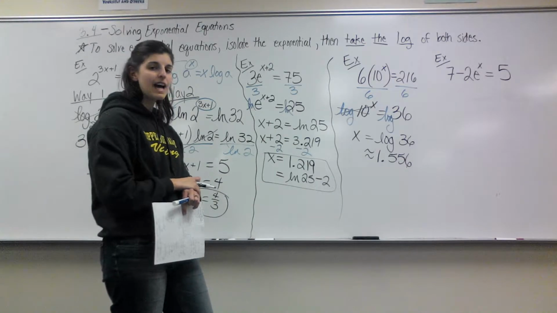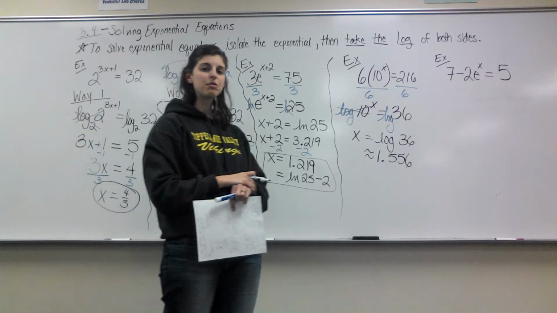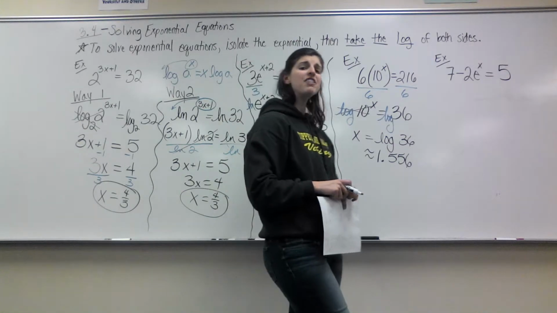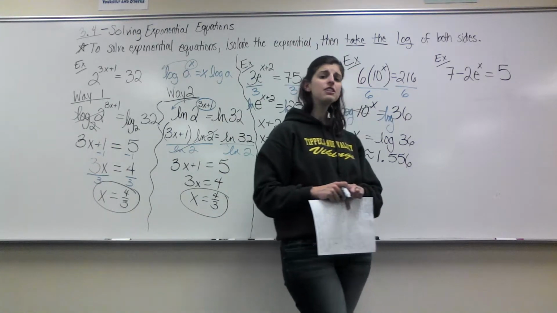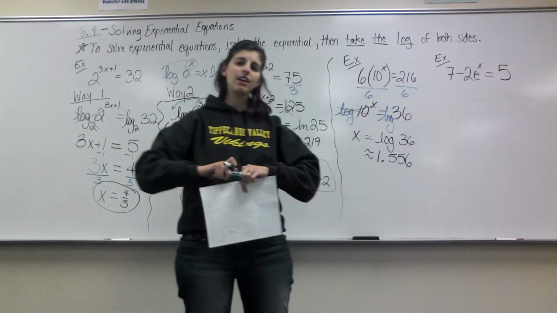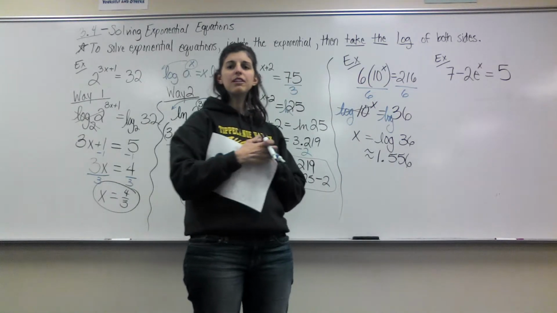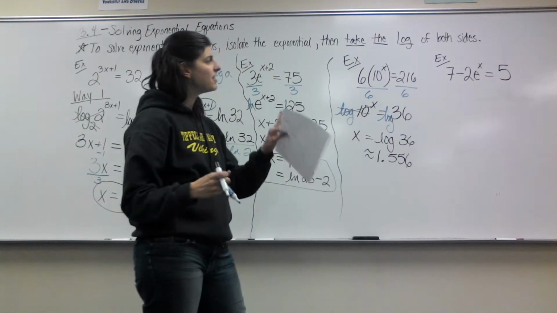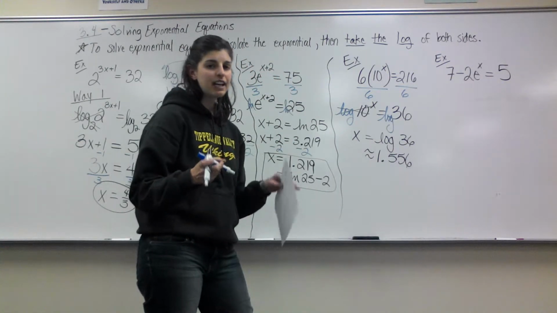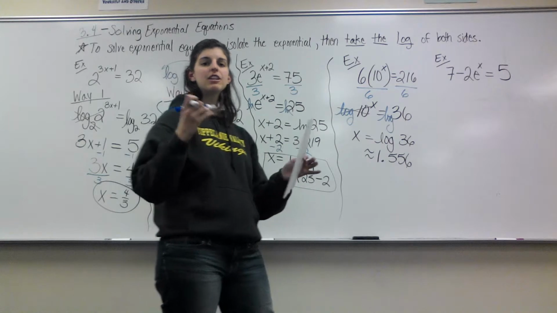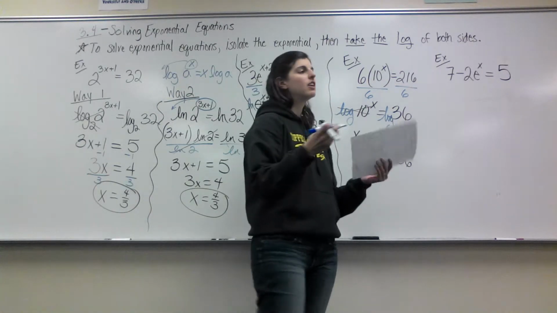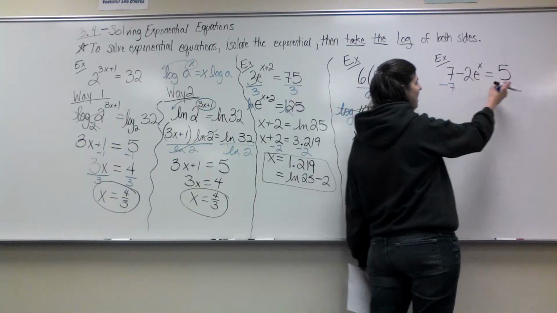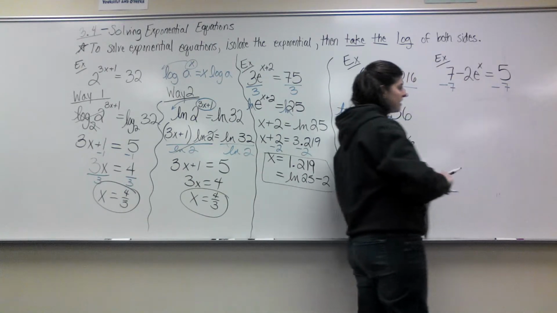All right, so last solving exponential equation example coming up. Here we have 7 minus 2e to the x equals 5. I really need to get rid of the stuff that's not an exponential function, so I need to get rid of the 7 and the 2. I have to get rid of addition by subtraction, multiplication by division. So you're going to get rid of the 7 by subtracting 7 from both sides.